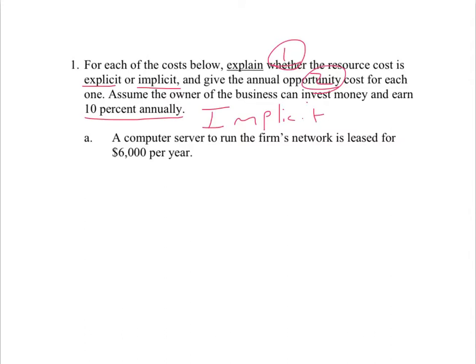So part A, a computer server to run the firm's network is leased for $6,000 per year. So is this an explicit or implicit cost? Well, the way I would do this is I would ask myself the question, who? Who owns this resource? Who owns the computer server? Well, someone else, someone outside the firm, an office supply company maybe, owns this computer server, and we are leasing the server from them. So that tells us that this must be an explicit cost.